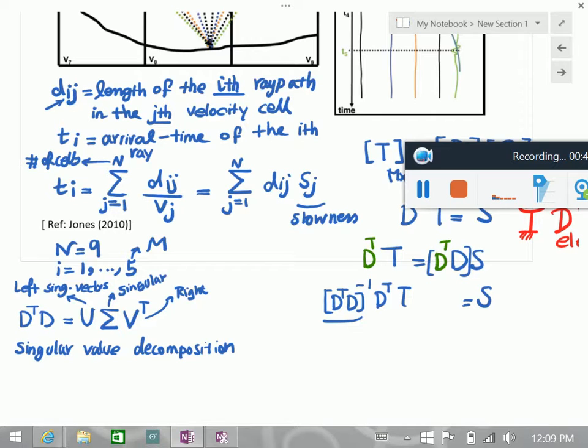Have you ever seen this in your life before? The singular value decomposition. Somewhere you should have seen it, I thought. They even make you do this by hand in linear algebra, which is pretty painful even for 3x3. But anyway, in MATLAB it's only one line. So if you don't remember, it's very easy.